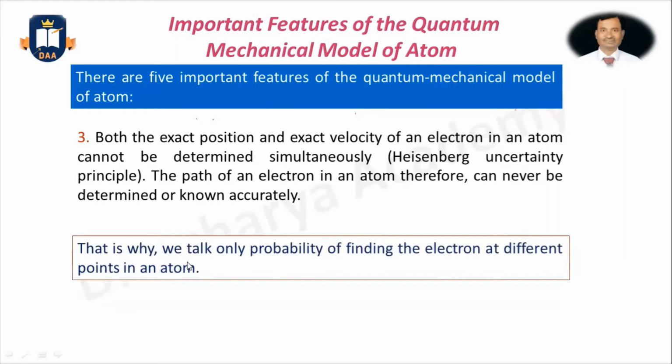That is the reason we talk about the probability of finding the electrons at different points of an atom. That means we will not know accurately the path of the electron. We only talk about the probability of finding an electron at different points in an atom.